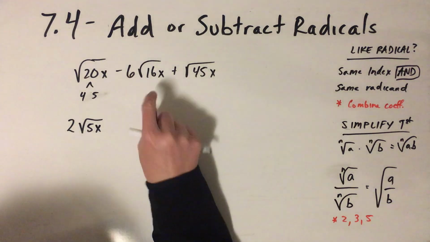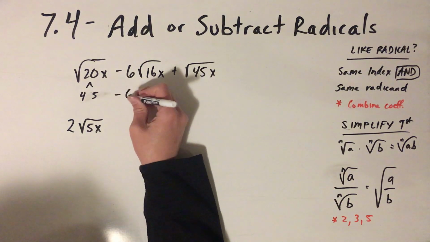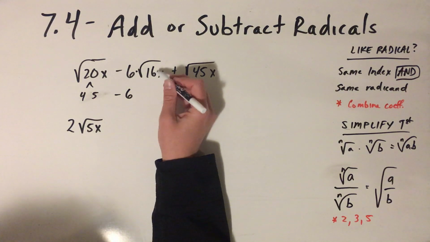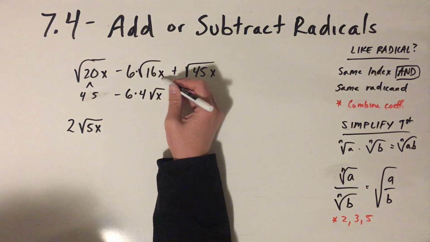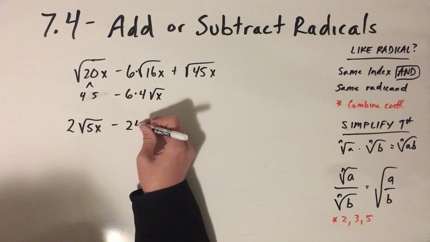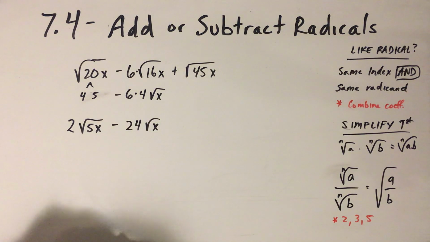So now I'm going to move to this next one. 16 is a perfect square. There is already a negative 6 out here, and again, this relationship is multiplication. When I pull the 4 out, it's going to be related to multiplication. This x, though, it can't come out because there's only 1. So this is going to be a minus 24 square root of x.